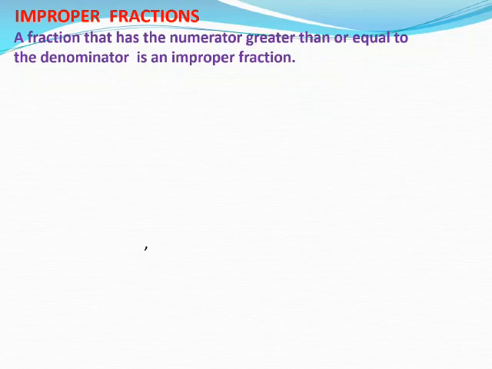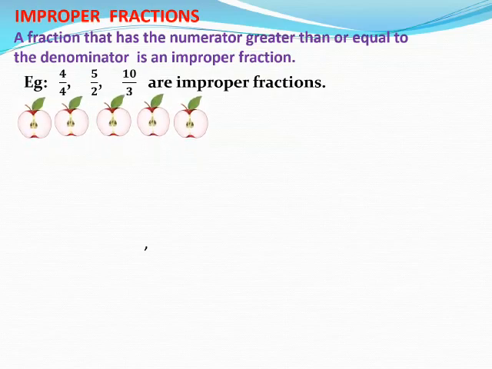Let us see now what improper fractions are. A fraction that has the numerator greater than or equal to the denominator is an improper fraction. Let us see an example. Here you can see that each piece is half of an apple. Suppose there are 5 members in your family. Each person ate half of an apple. To show the fraction for 5 halves, we write it as 5 by 2.